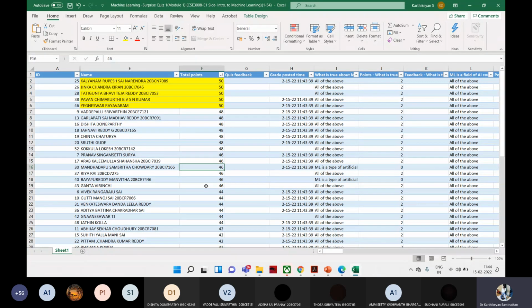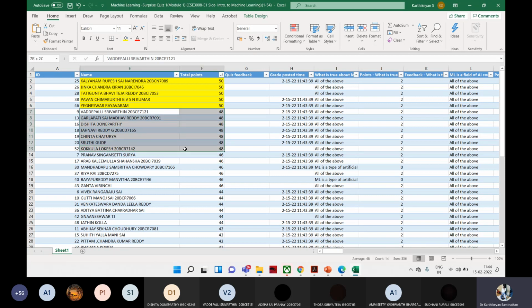Rupeshai, Narendra, very good. Chandrakiran, Teja Reddy, BSVN Kumar, Jnaneswar. Oh, very good, congratulations, guys.